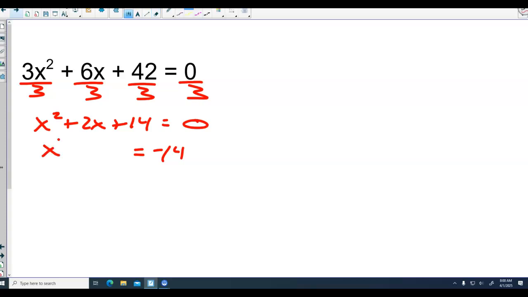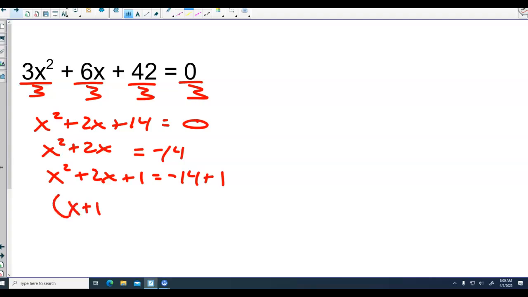x squared plus 2x. Half of 2 is 1, and 1 squared is a positive 1. Negative 14 plus 1. When this factors, it's x plus 1 squared equals a negative 13.